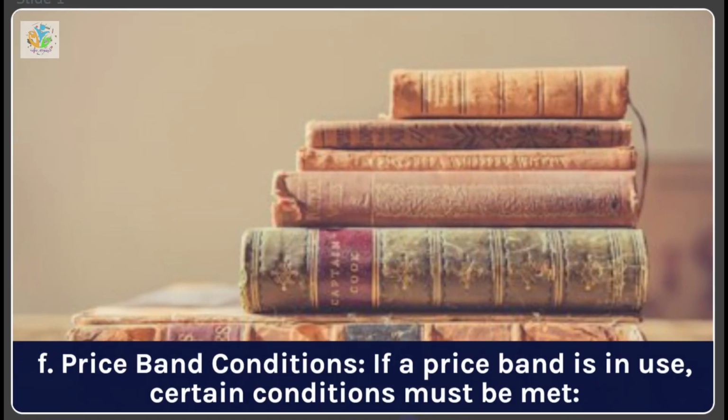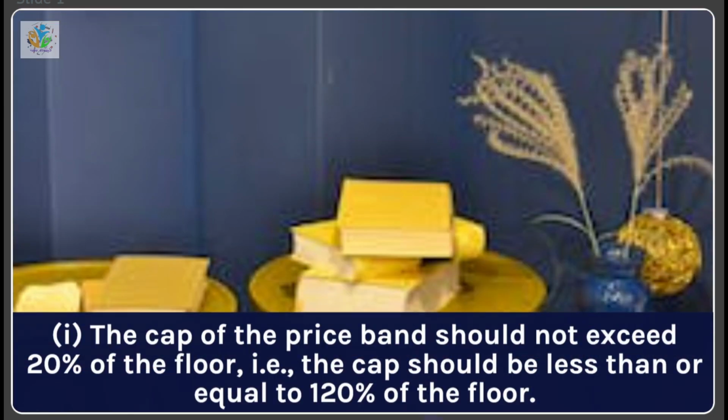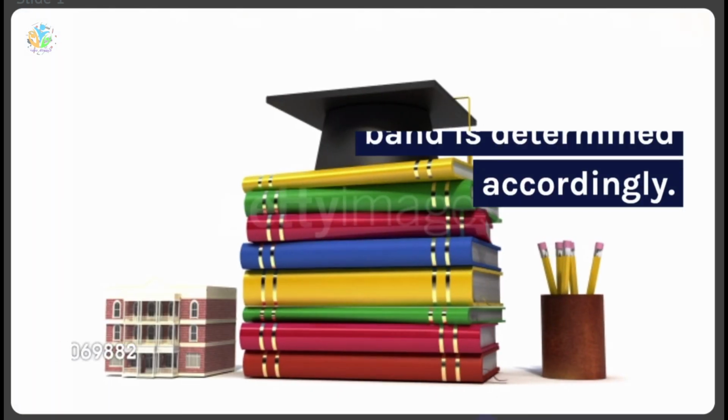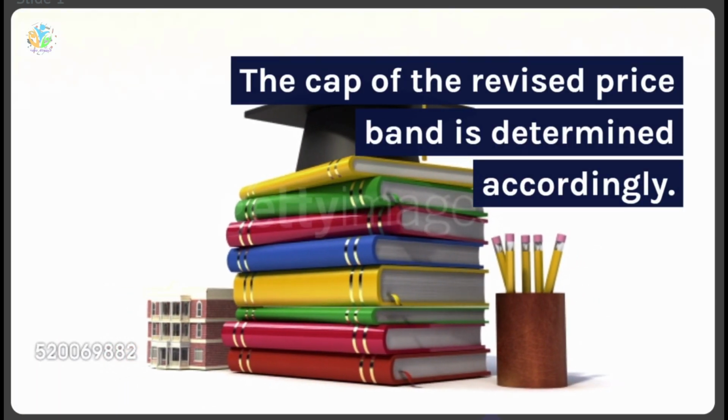F. Price band conditions. If a price band is in use, certain conditions must be met. I. The cap of the price band should not exceed 20% of the floor, i.e., the cap should be less than or equal to 120% of the floor. II. The price band can be revised during the bidding period, with the maximum revision on either side not exceeding 20%. The cap of the revised price band is determined accordingly.